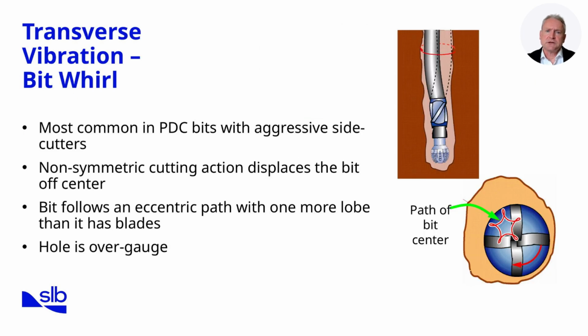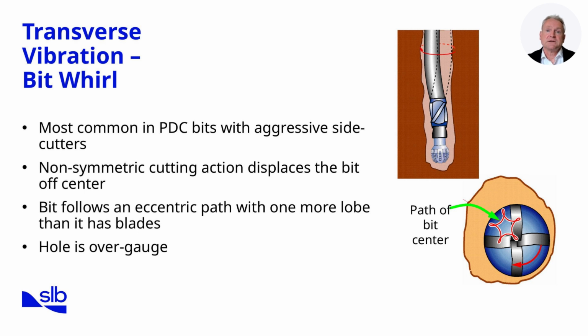Transverse vibrations occur when the bit or BHA oscillates laterally rather than axially or torsionally. A common type is bit whirl, shown here. Bit whirl is most often associated with PDC bits, particularly those with aggressive side cutters. Because their cutting action is non-symmetric, the bit is displaced off-center as it rotates. This causes it to follow an eccentric path within the borehole.